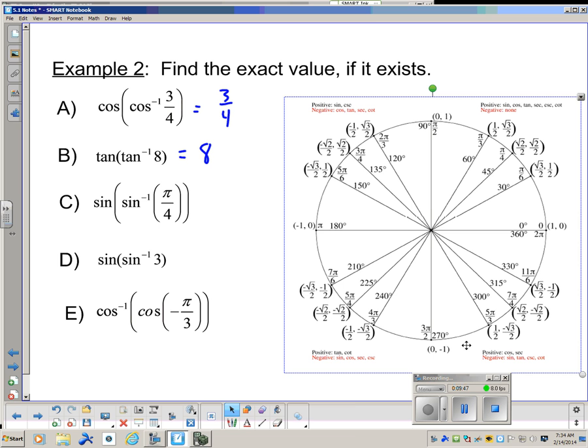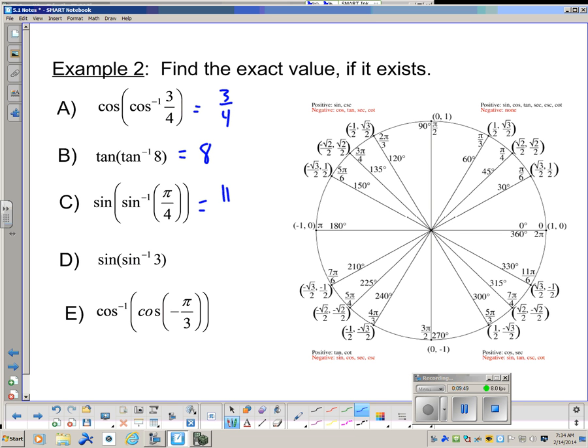So far it's following our rule that if we take the cosine of the inverse cosine of this value, we just get that value. Same thing here, tangent of the inverse tangent of 8, we get 8. The sine of the inverse sine of pi over 4, we get pi over 4. So it's almost looking like if we do this next one, the sine of the inverse sine of 3, that we're going to get 3. But remember, is that one defined on the unit circle?